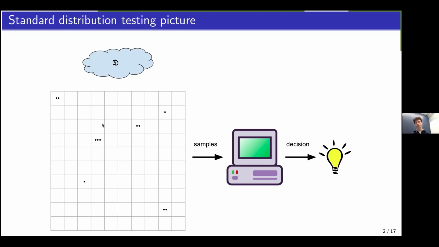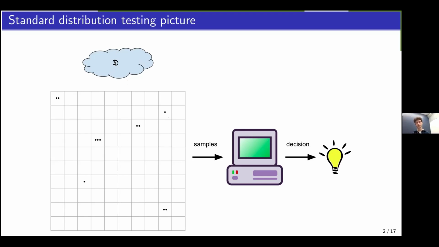And the way we're going to do this is, well, this distribution is over some domain, which here I'm representing by this grid, and we're going to draw samples from it. And these samples are represented here by these points on the picture. Then we feed these samples to some sort of algorithm, and that algorithm will use the sample data to make some sort of decision, like is it uniform, or is it far from being uniform, and so on.